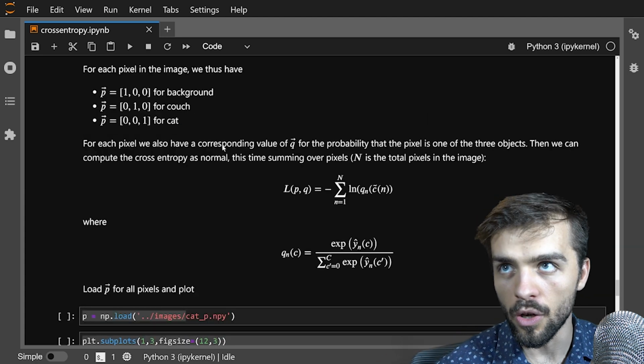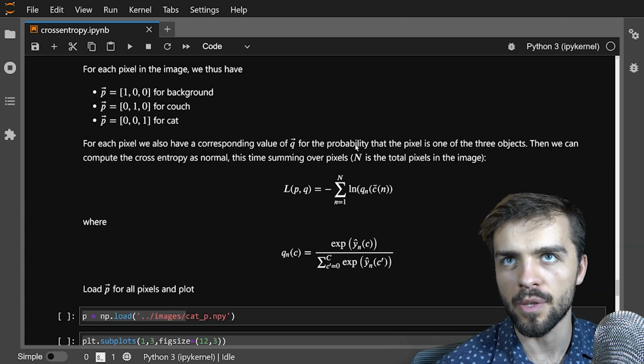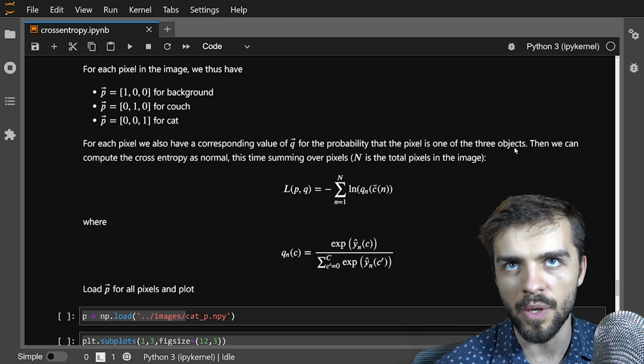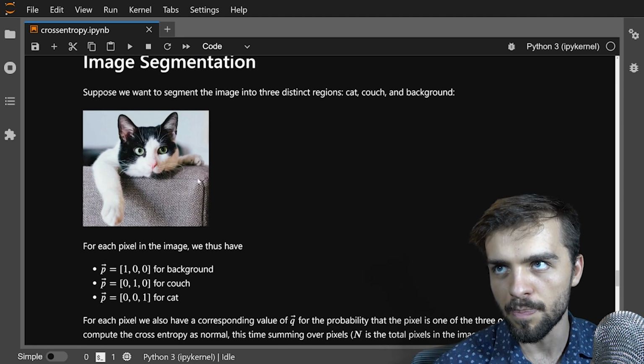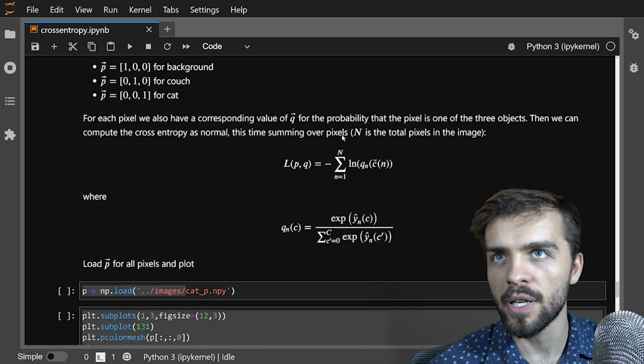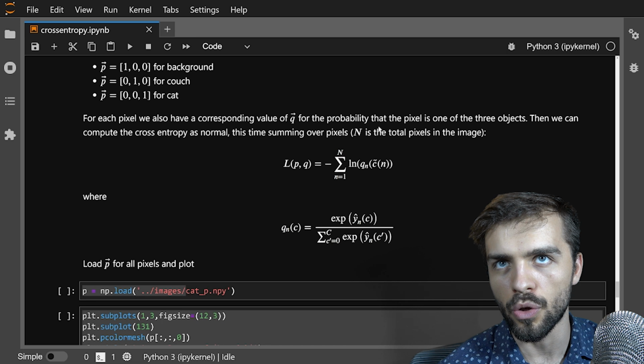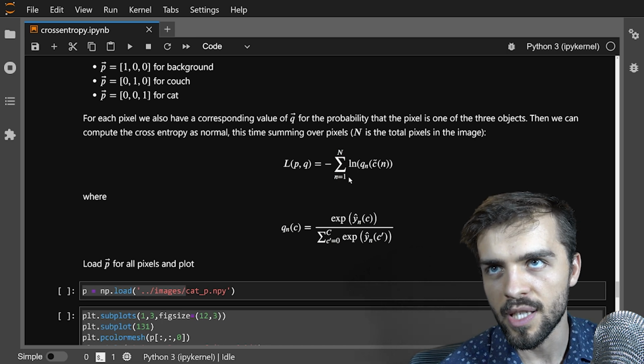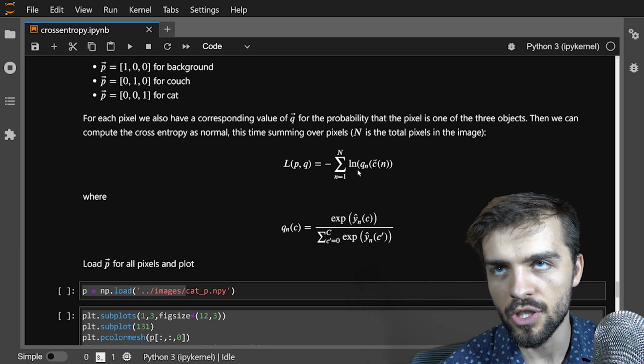For each pixel, we also have a corresponding value of Q, which is the probability that the pixel is one of the 3 objects. So you're determining for each pixel, what object does that pixel belong to? And then we sum over pixels. N, capital N, is now the total number of pixels in the image. So we sum over every pixel in the image and we take Qn of C tilde of n.